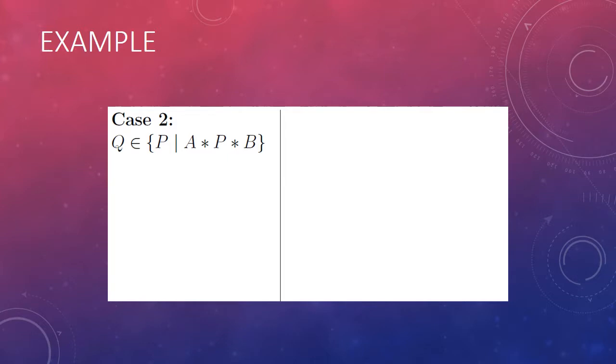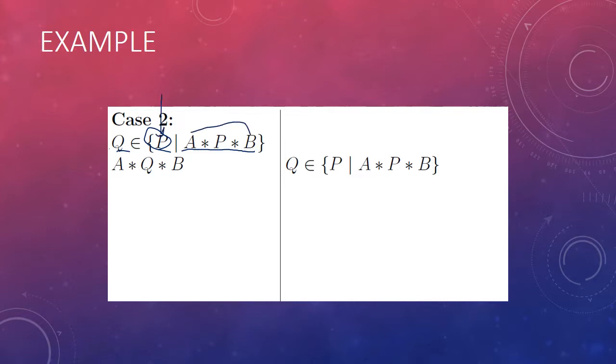Case 2 is that Q is an element of the points P such that P is between A and B. This is the next part of the ray. If Q is in this set, what it means is that Q satisfies this condition. This is the collection of P's. P is kind of a dummy variable here that stands in. So if Q is an element of all the P's here that satisfy this property, then it means that Q has to satisfy this property where the P is, which tells us that Q is between A and B.